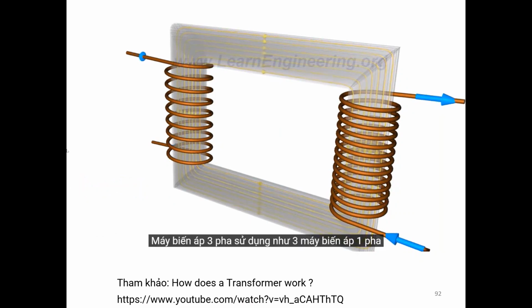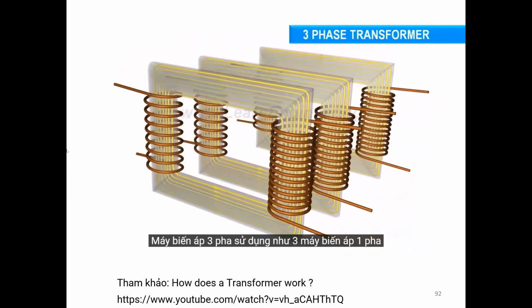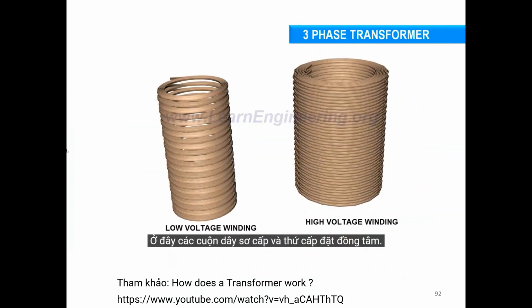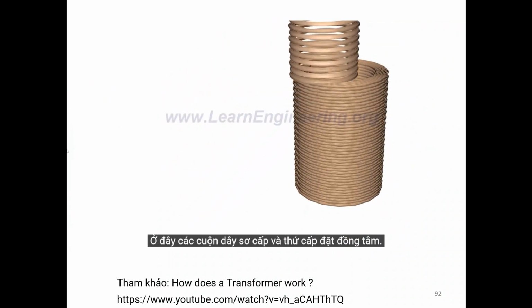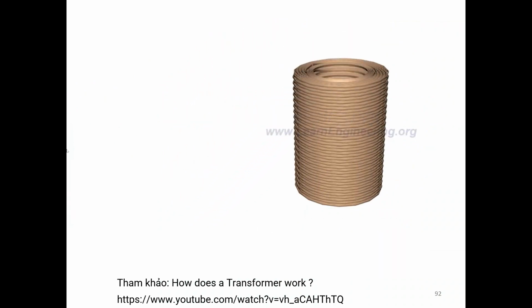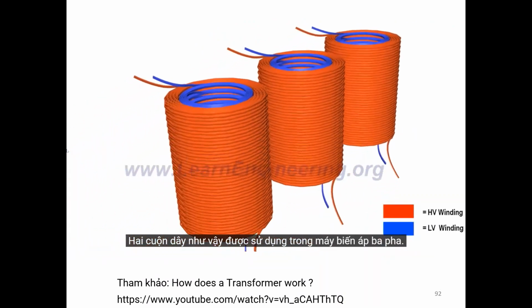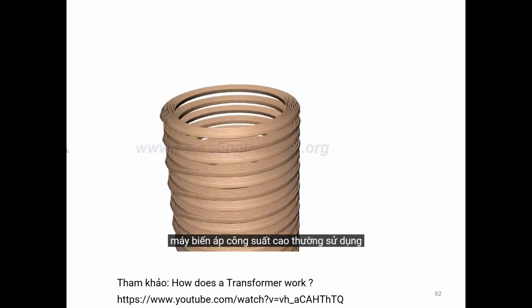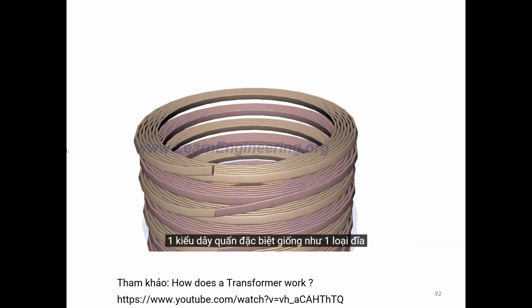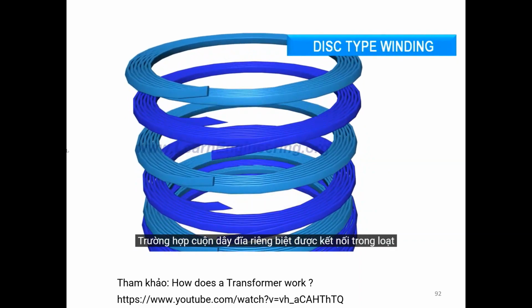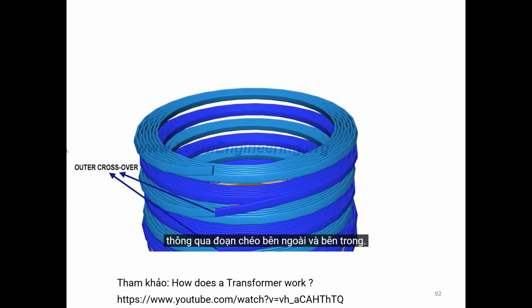Three-phase transformers use three such single-phase transformers, but with a slightly different coil configuration. Here, the primary and secondary coils sit concentrically. Two more such windings are employed in a three-phase transformer. Transformers with high power ratings generally employ a special kind of winding, known as a disc-type winding, where separate disc windings are connected in series through outer and inner crossovers.